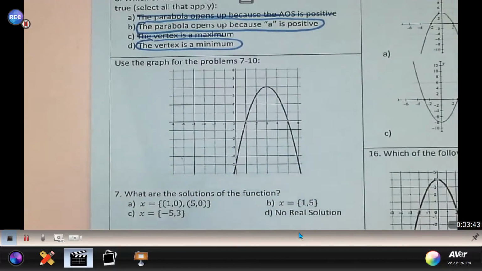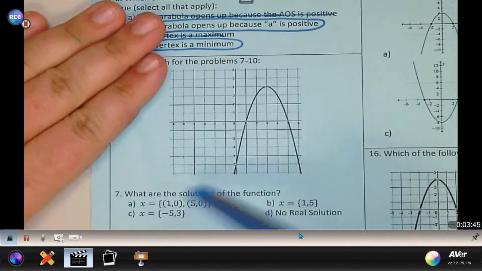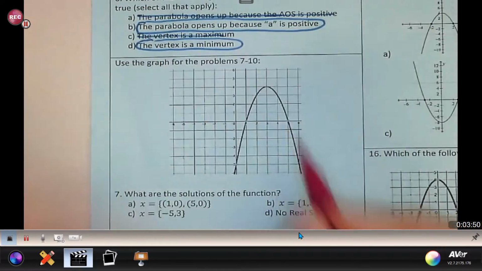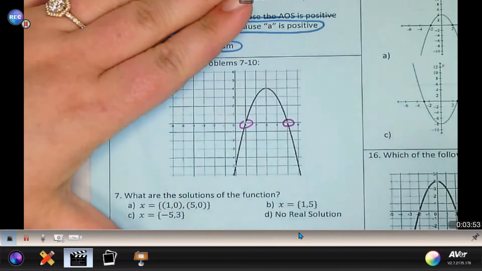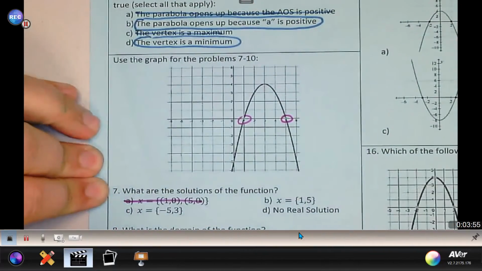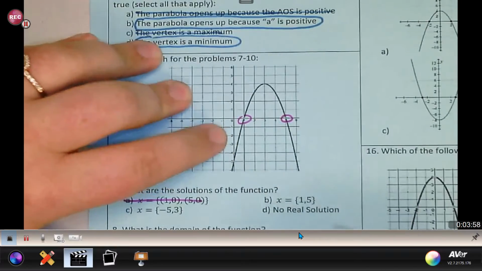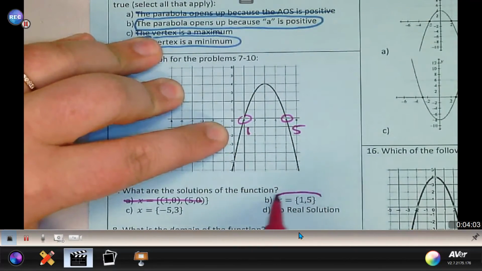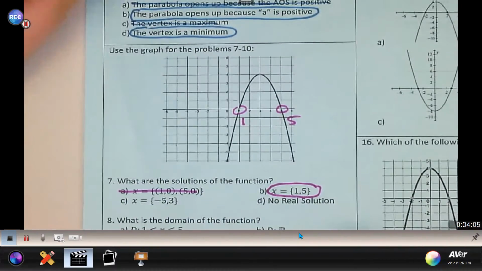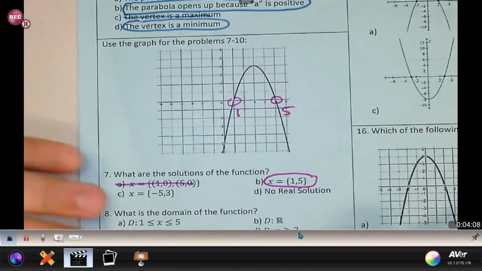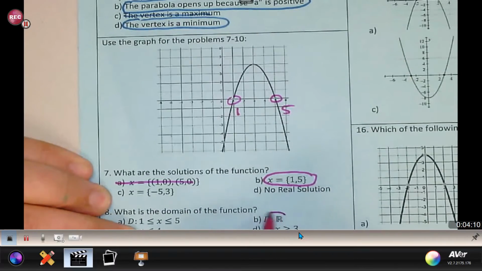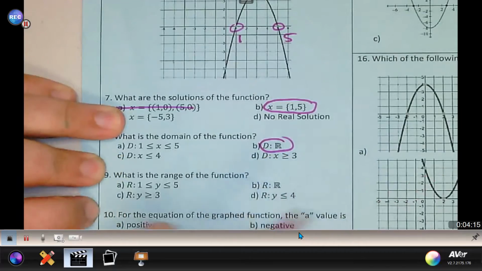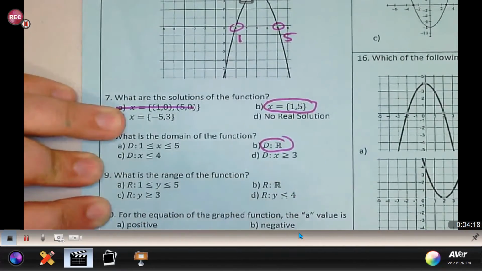Now the next one, we're going to use this graph for 7 through 10. It says, what are the solutions? The solutions are simply these x values. You do not write the whole coordinate point because that's x values and y values. The x values here are simply 1 and 5. So your answer is the set {1, 5}. Then it says what is the domain? Again, I don't even need to look to know that it's that because it's always all real numbers, or double bar R. What is the range of the function?